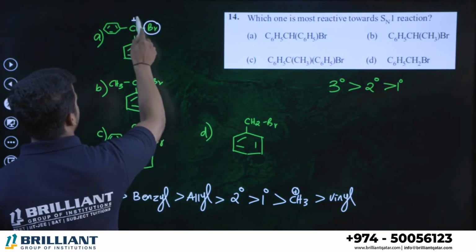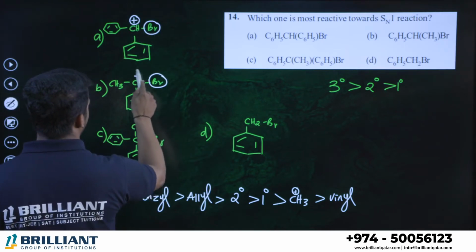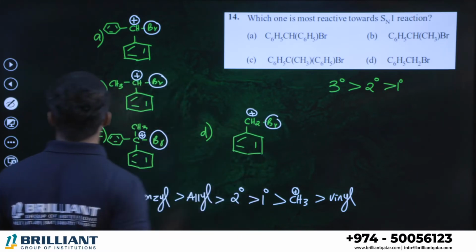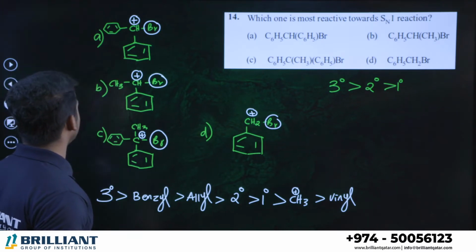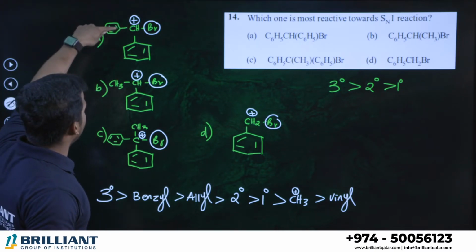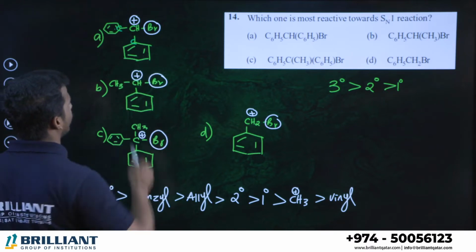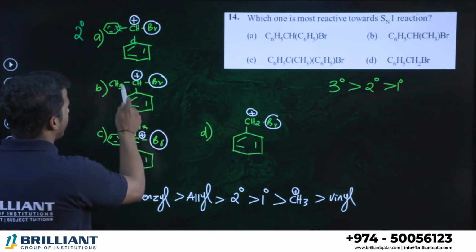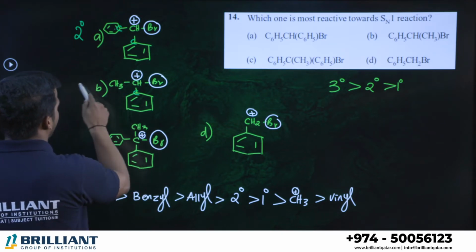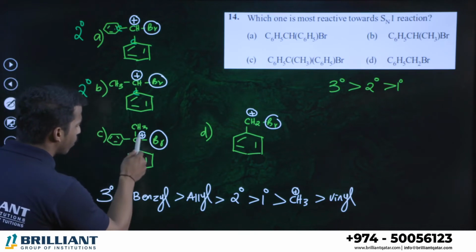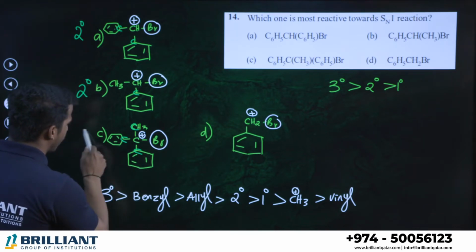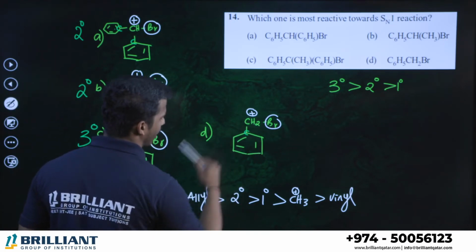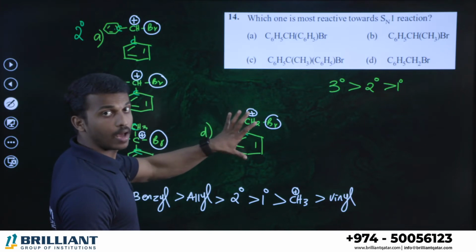I'm removing this bromine. This is a carbocation. Removing this bromine, carbocation. Removing this bromine, carbocation. Can you identify which carbocations are given here? This carbocation is directly connected to 2 carbon atoms, therefore it is secondary. This carbocation is directly connected to 2 carbon atoms, left and right, therefore it is again secondary. This carbocation is directly connected to 1, 2, 3 carbons, therefore it is tertiary. And here the carbocation is which one? Actually, it is a primary carbocation, other than that it is a benzyl carbocation.